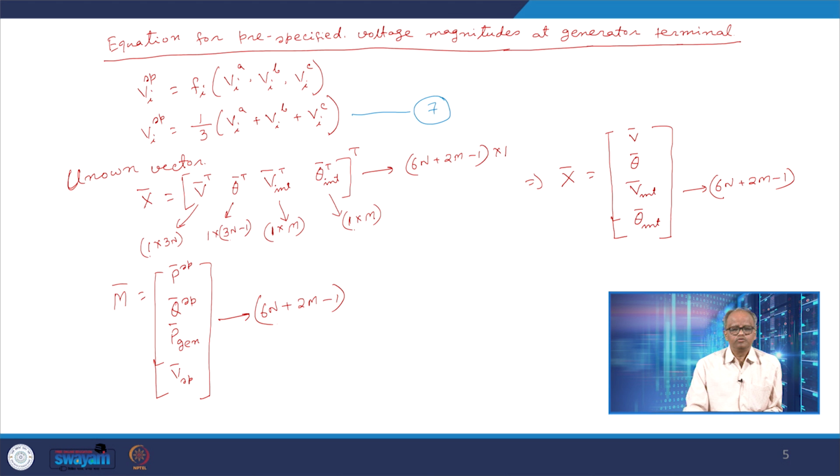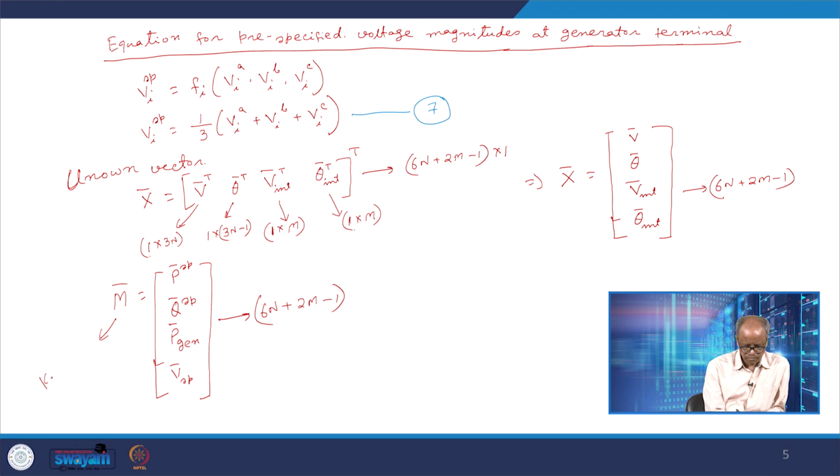So these are my unknown quantities given by vector x, the unknown vector. This is the known vector. This is the composite known vector, and this is the composite unknown vector x. So I have got this composite known vector m and this composite unknown vector x. And we have also looked into the equations relating vector x and m. So now we are in a position of solving these equations. This we will start from the next lecture. Thank you.